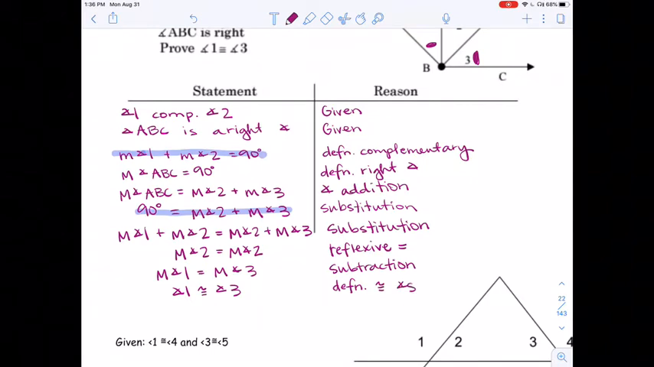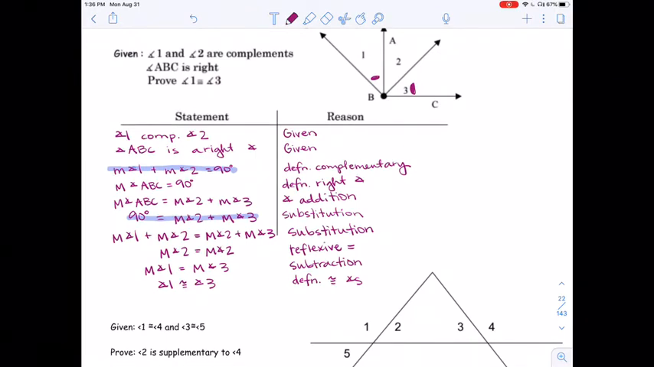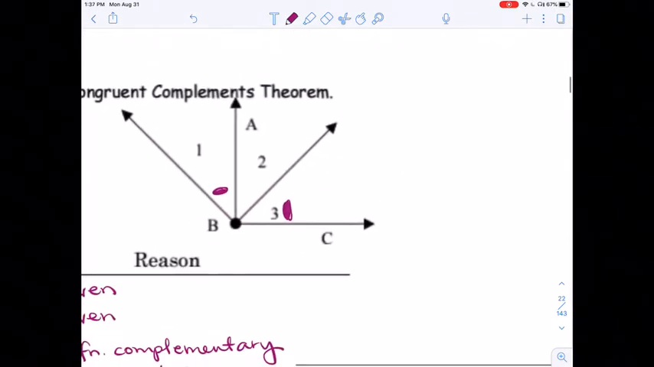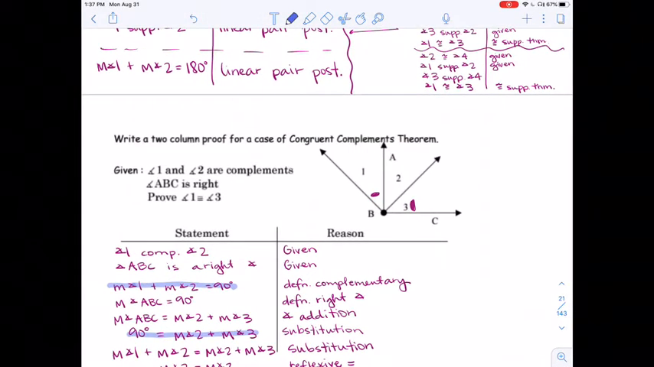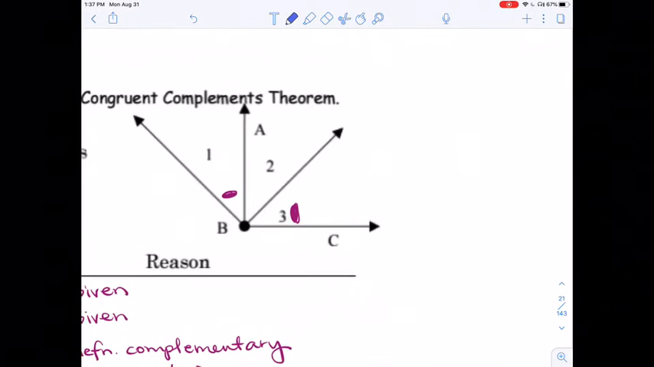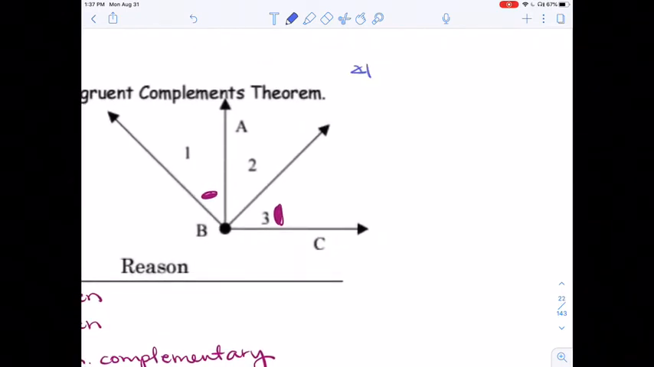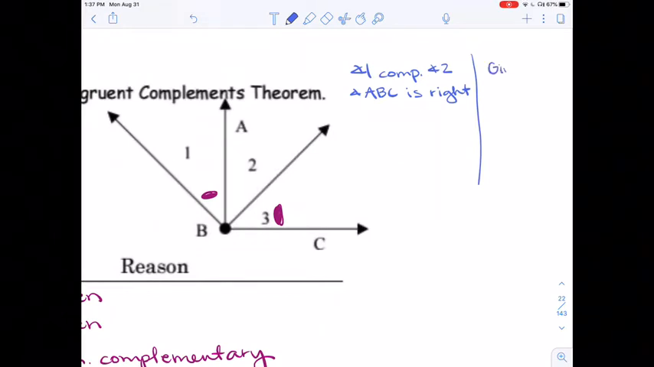Now, that is a whole lot, right? My goal is for you not to have to do all of that extra stuff. And up here, I'm going to show you how I would work this. Okay, so I'm going to change my color here. We're going to start out with the same thing. 1 and 2 are complements, and angle ABC is right. So angle 1 is complementary to angle 2, and angle ABC is a right angle, and that is given.